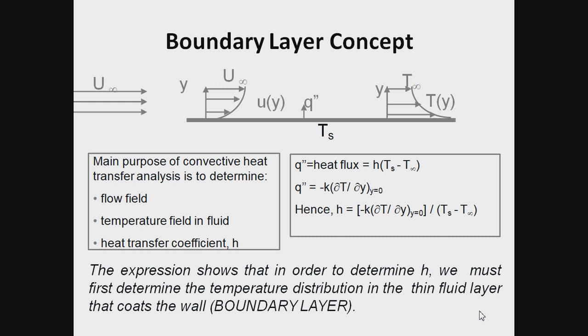As shown in the figure, the u∞ is the free stream velocity of the fluid, and as it moves over the surface, due to no slip condition, a boundary layer is created, or we can say that there is a velocity gradient in the very small region near the surface. Similarly, due to change in velocity, temperature also varies in this region, and there is a temperature field. For calculating the values of h, we have to determine the values of u and T, that is the flow field and temperature field in the boundary layer region.